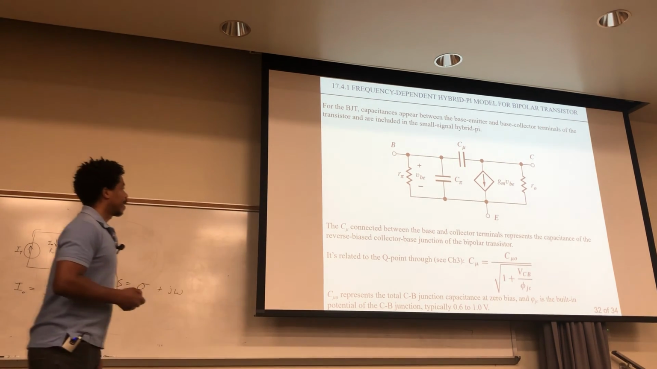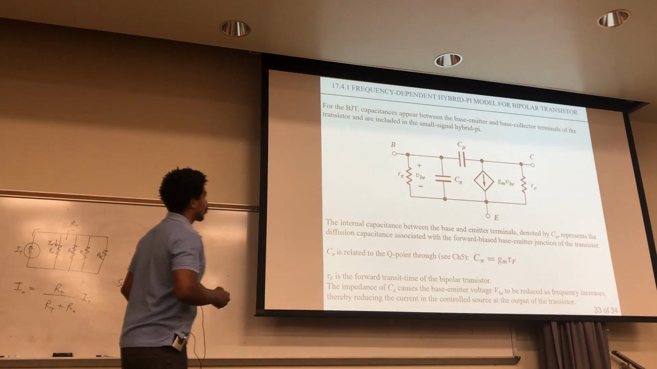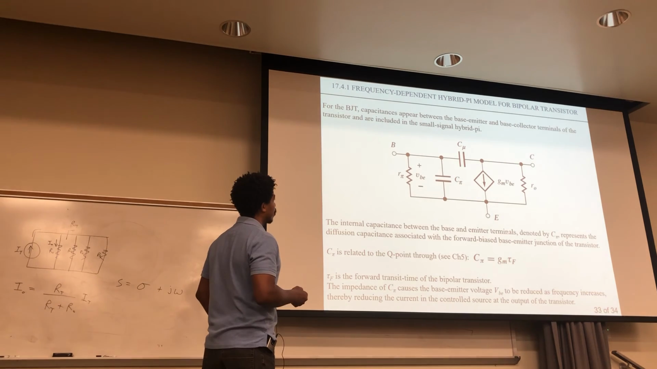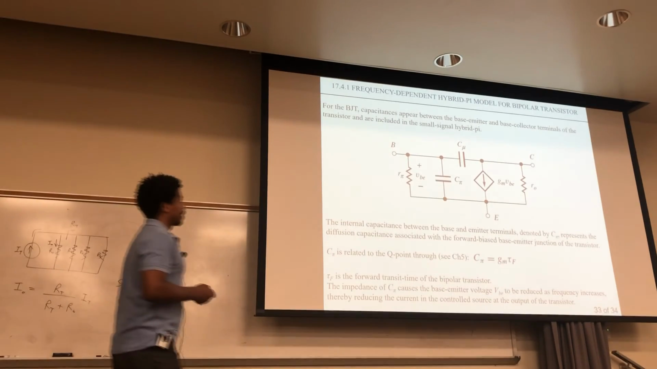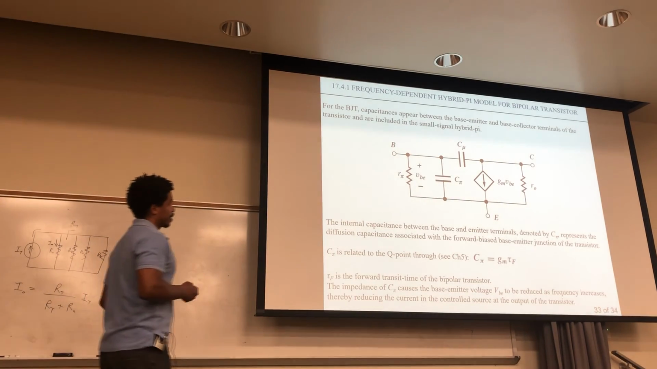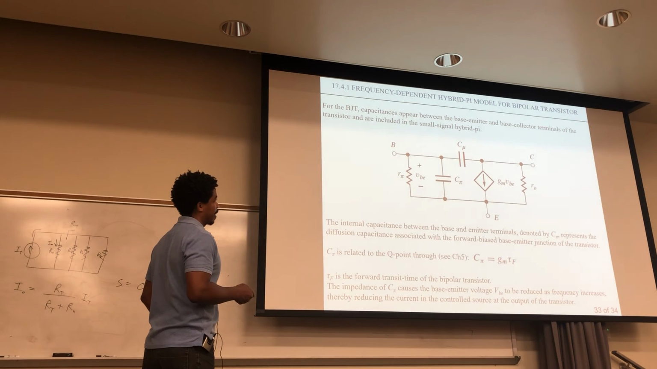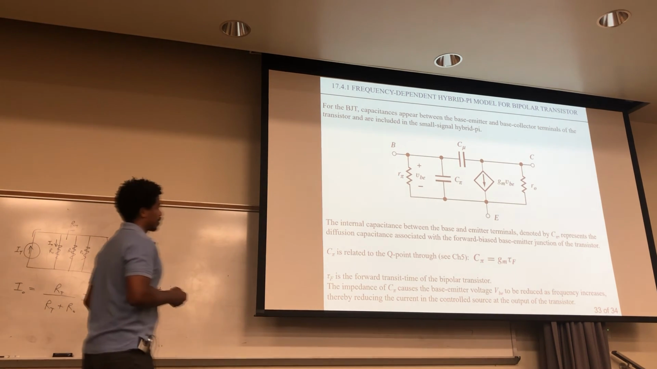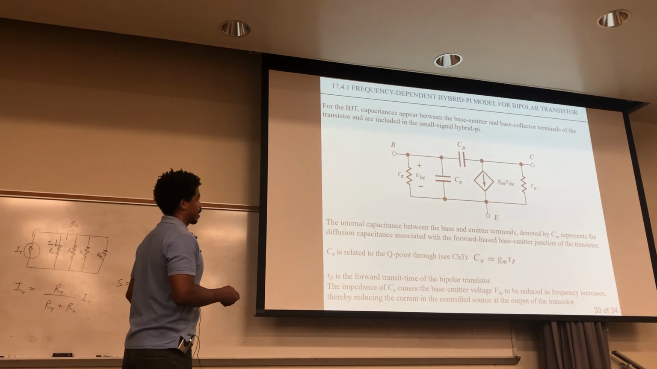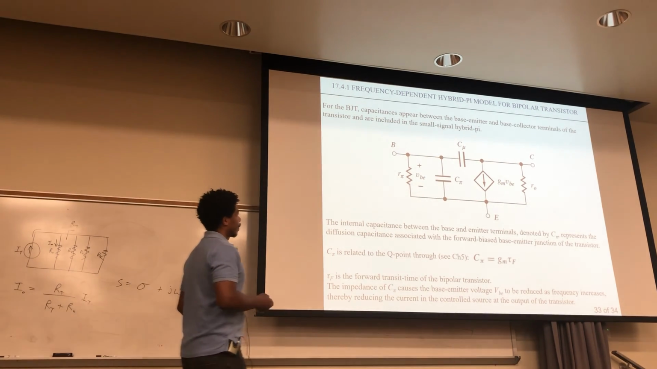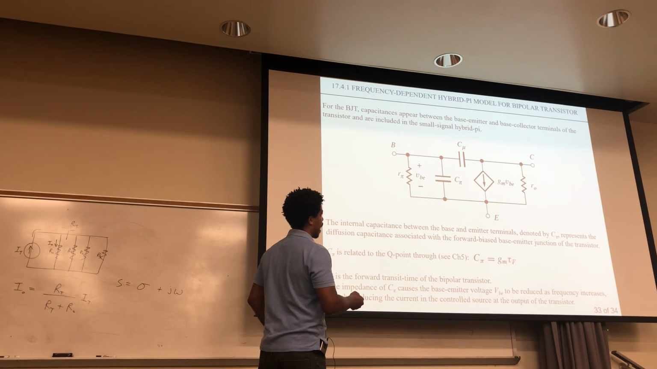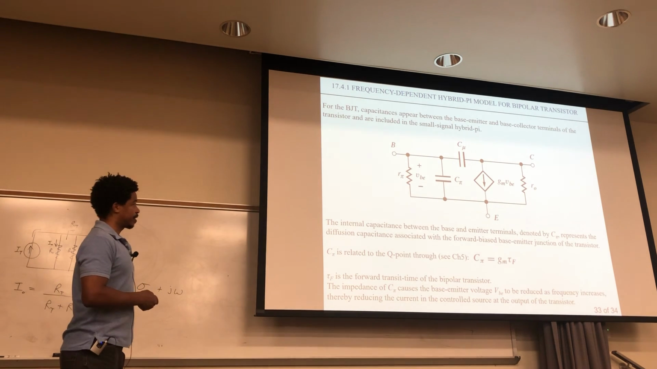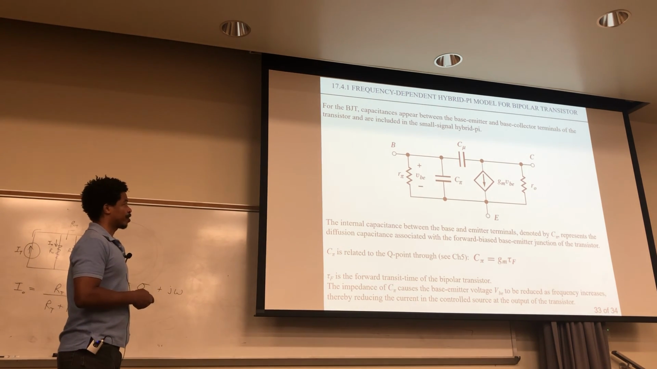And the internal capacitance between the base and emitter terminals here and here is denoted by C pi. That represents the diffusion capacitance associated with the forward bias base emitter junction of the transistor. So C pi is related to the Q point, and that was discussed back in chapter 5. And that's given as this right here. So you have the transconductance and this value, tau f. And tau f, if you recall, is the forward transit time of the bipolar transistor.